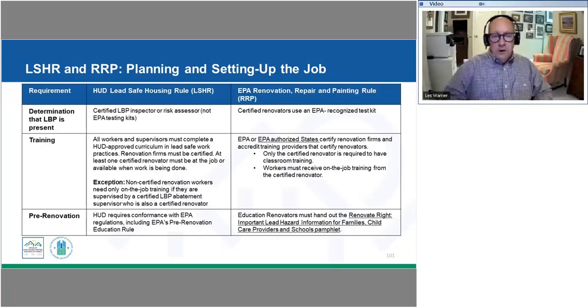As part of our procurement, we need to have a presentation from that contractor of the certifications they have for themselves and also for their workers, and how they are going to meet this requirement. We mentioned that the EPA requires the Renovate Right brochure to be provided, and that's also something that our HUD program requires.